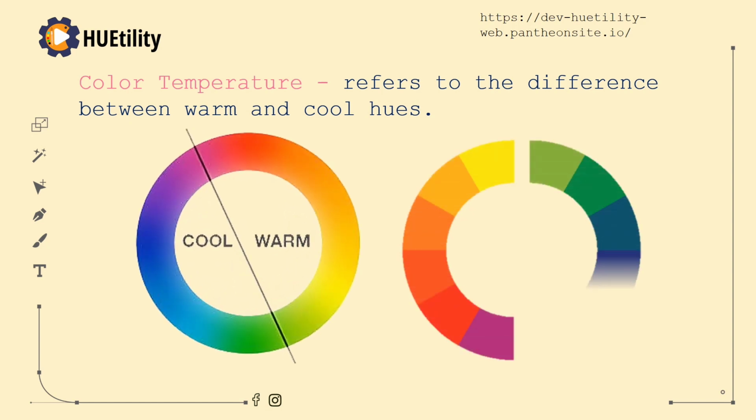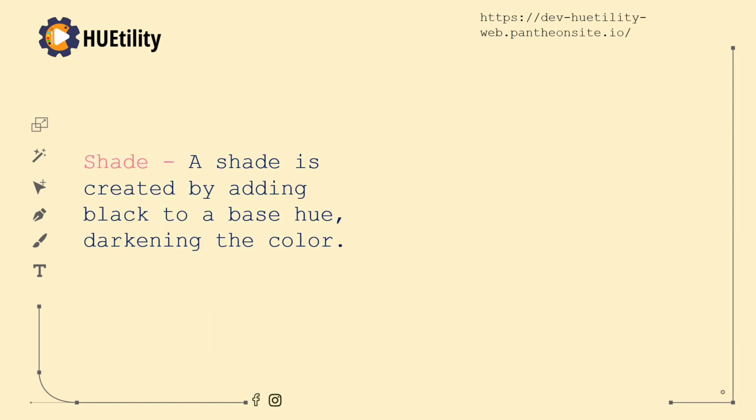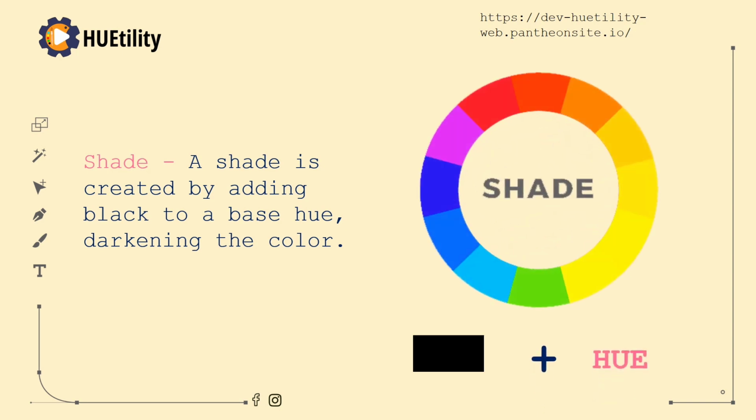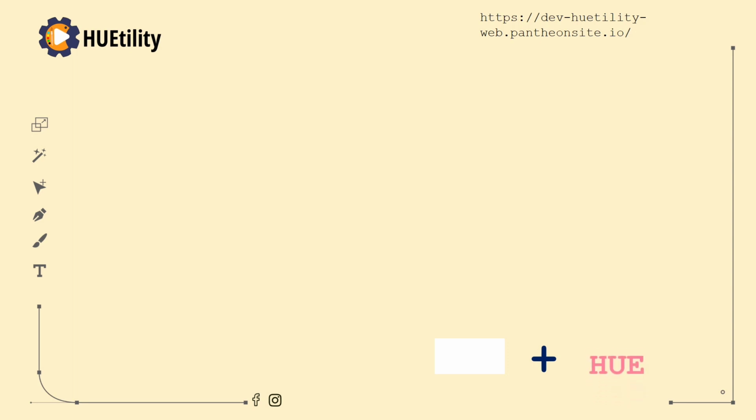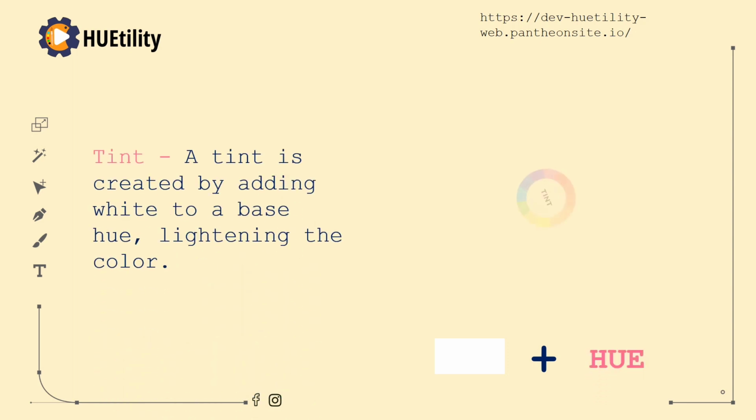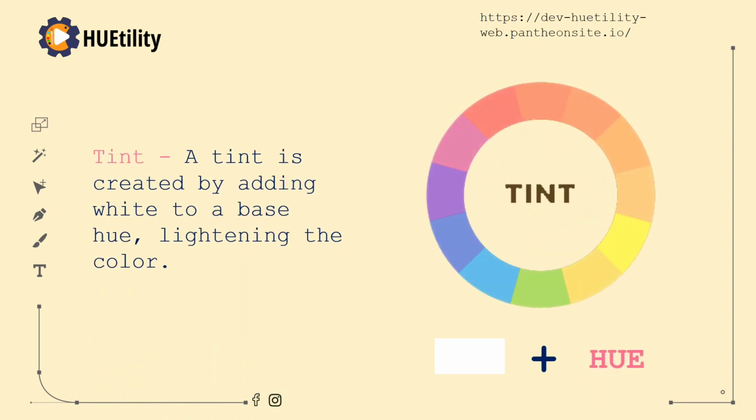Example of warm color is yellow and orange, while the cool color is blue and green. Shade. A shade is created by adding the color black to the base hue, which darkens the original color. Tint. A tint is created by adding the white color to the base color, which lightens the original color.